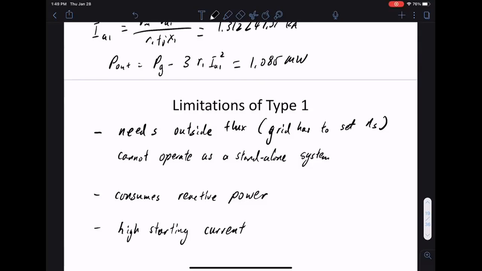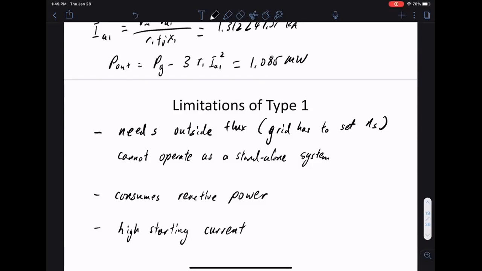Can you provide synchronization? Can you provide the reactive power to support voltage? And can your protection system take the surging current? So these are the limitations.